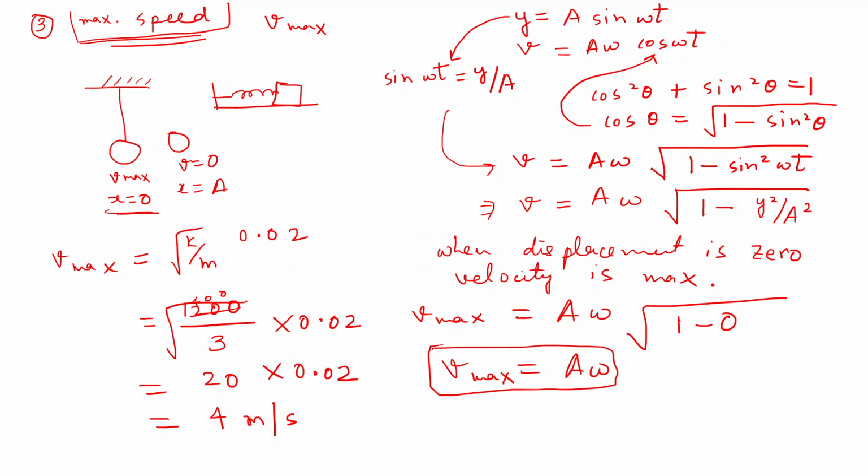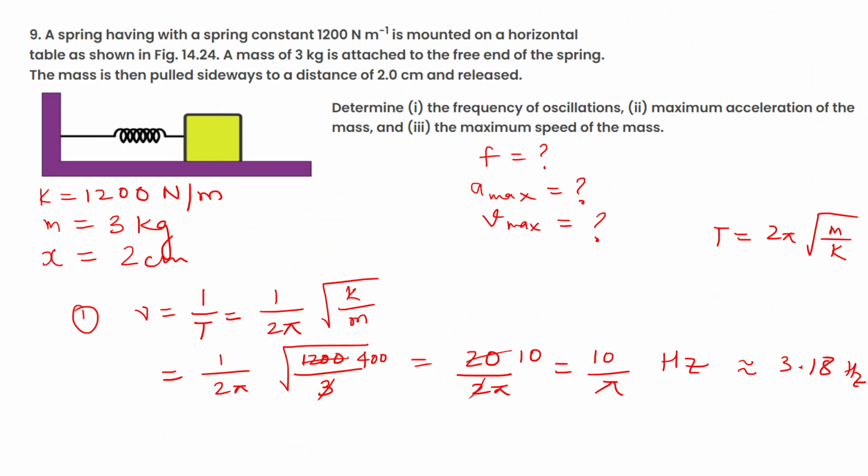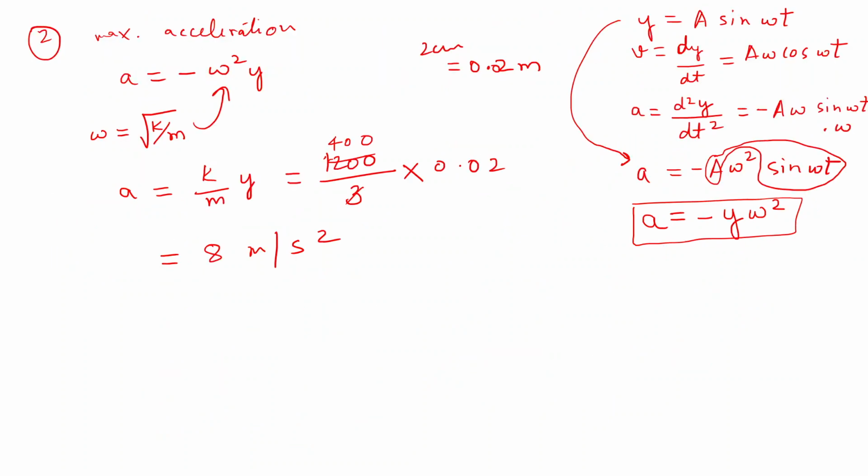It is 20 times 0.02, 0.4, sorry. 0.4 meters per second will be the answer. So this is the way to find out these formulas instead of just cramming all of them. So yes, we have done all the parts for this question.